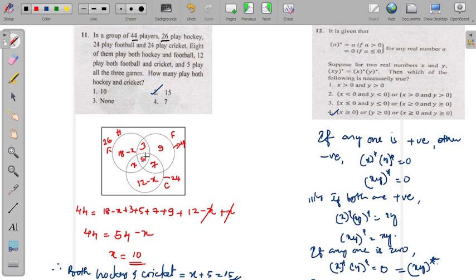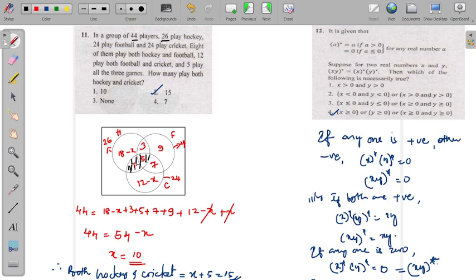So first I'll be writing this common region 5. Then they had given that 12 play both football and cricket. Football and cricket both 12, 5 already written, so 7 remaining. Then 8 of them play both hockey and football. Hockey and football 8, 5 already written, remaining is 3. So we have to find the answer for this region. What is the total number of people who play both hockey and cricket?